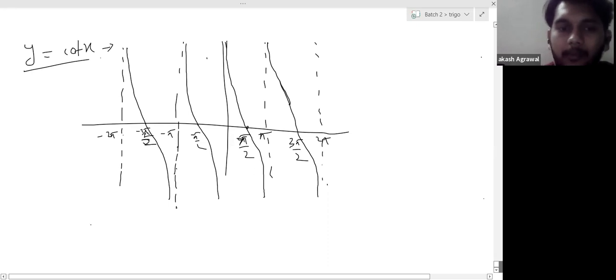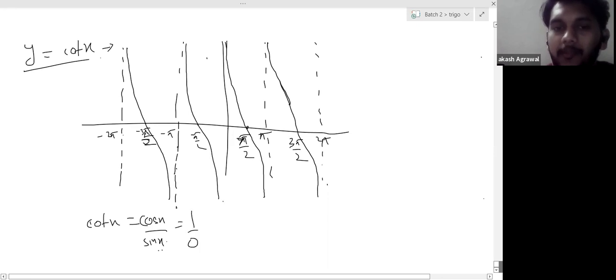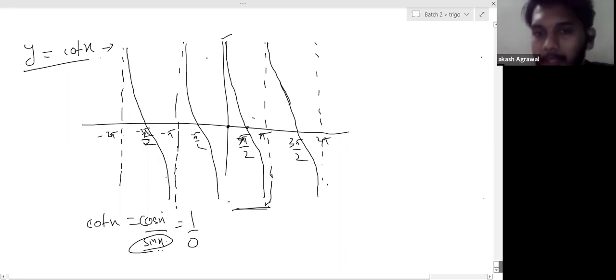All right, again, if you need to explain, cot x is cos x upon sin x. Cos 0 is 1, but sin 0 is 0. So 1 upon 0 is infinite. So at 0 it becomes infinite. At pi, because again sin pi is 0, cos pi is minus 1. All right, so minus infinite. If you draw one graph, then keep repeating the same graph and you'll get the answer.